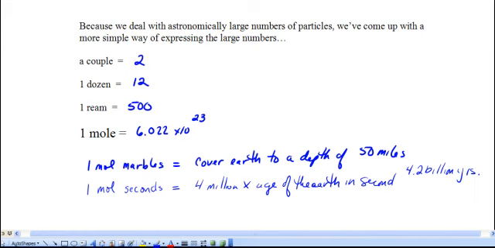That's huge. Also, to put this into perspective, if you had 1 mole of seconds, that would equal 4 million times the age of the Earth. And keep in mind that the age of the Earth is 4.2 billion years by current estimates. So take that 4.2 billion years and go through that 4 million times, and you would have a mole of seconds. Not a mole of years, a mole of seconds. So it's a huge number.